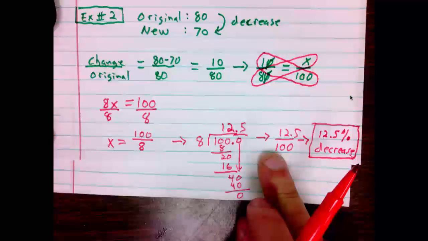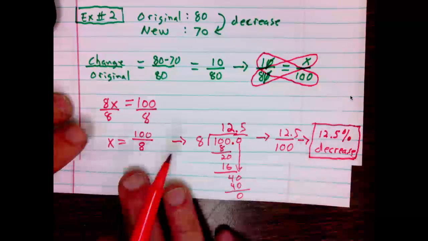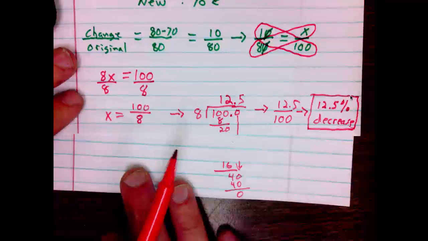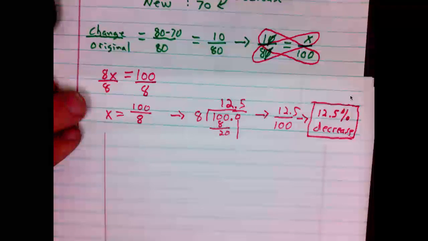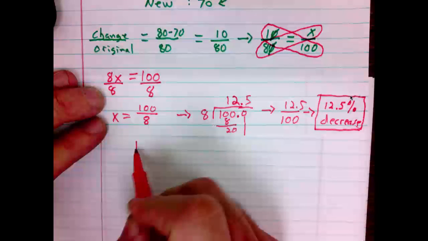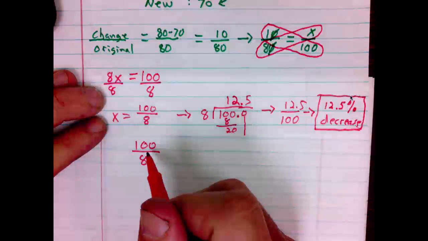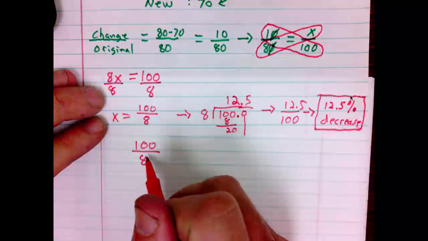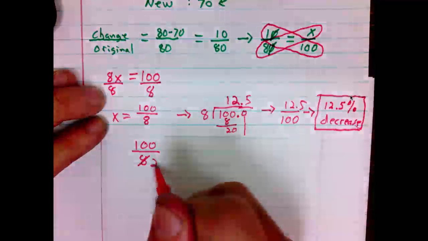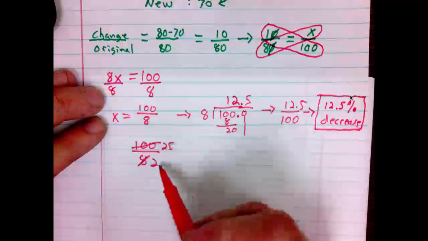I'm going to show one additional way to handle this 100 divided by 8. We know the answer should be 12.5. So, 100 divided by 8. Consider reducing this. What number goes into both 100 and 8? Well, 4 does. 4 goes into 8 twice. 4 goes into 100 25 times. So we have 25 over 2.